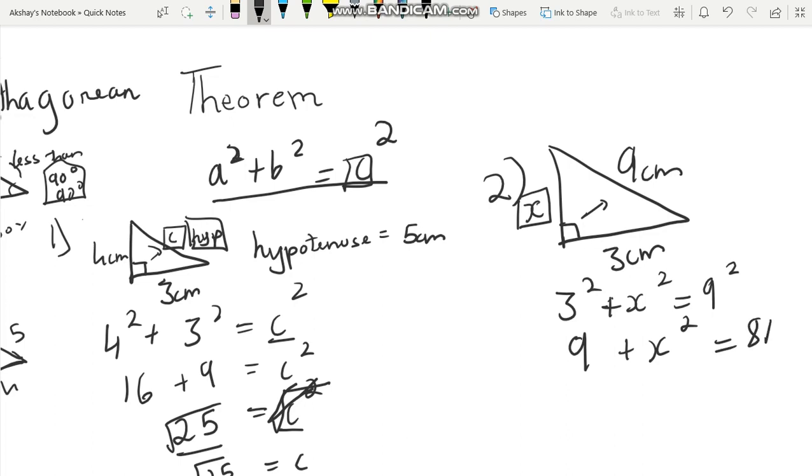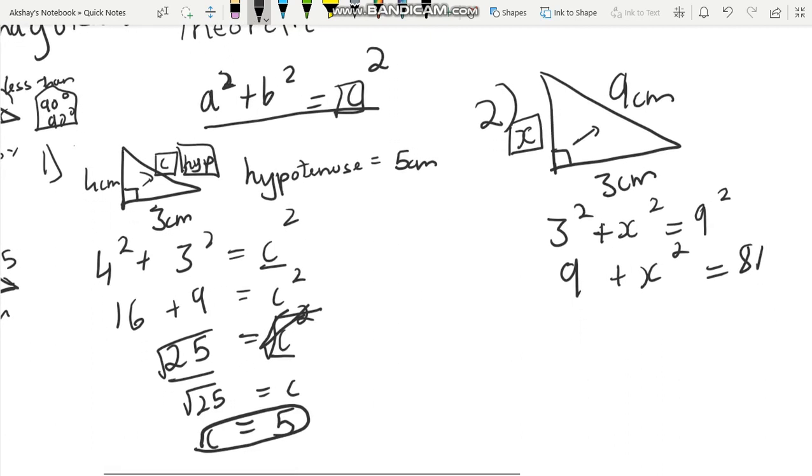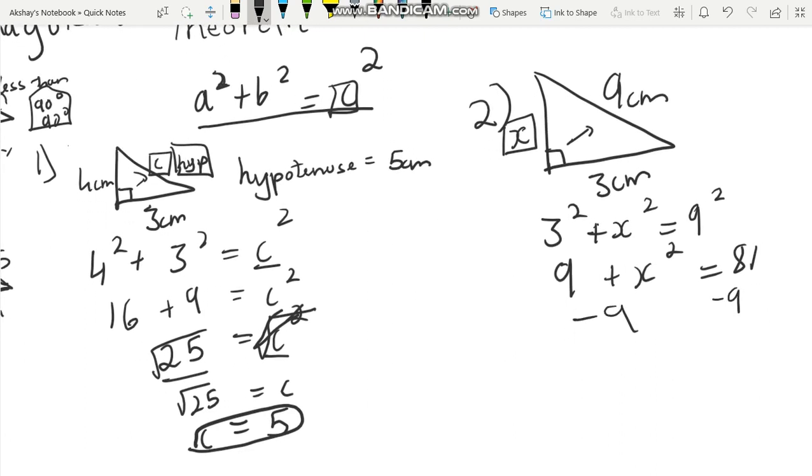Now it's an easy linear equation right here. We have to subtract 9 from both sides, keep it even. X squared is equal to 81 minus 9 is 72. Now again, we know x squared is equal to 72. However, we don't want to find x squared, we want x alone. So to find x, we have to square root both sides of the equation, and our square root and our squared cancel out, so we're left with x is equal to root 72.